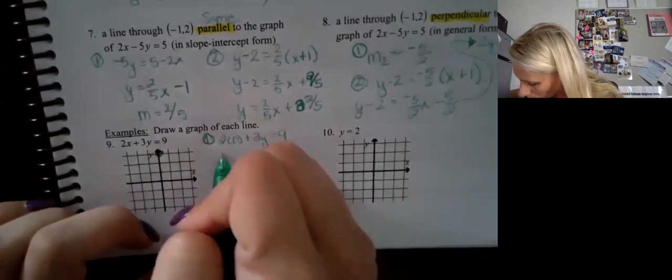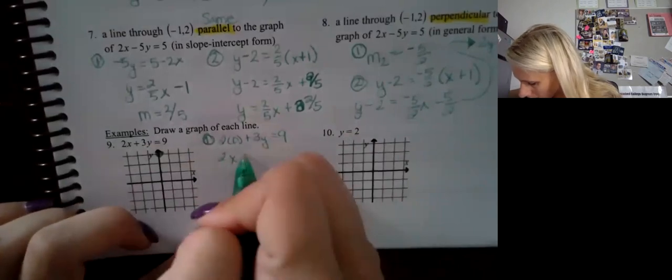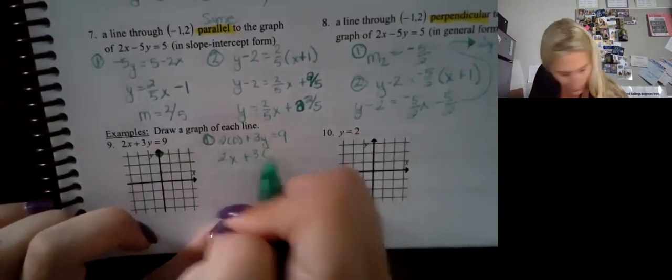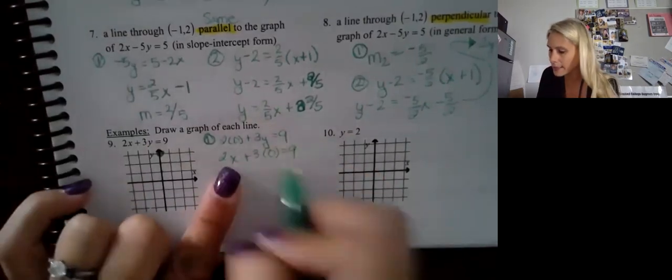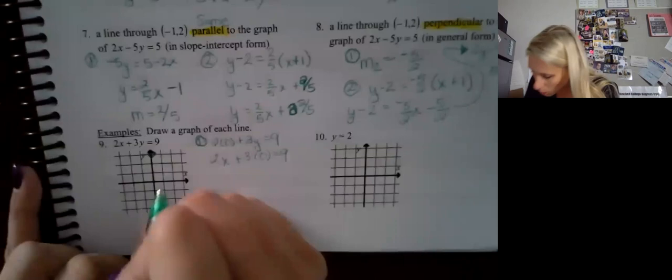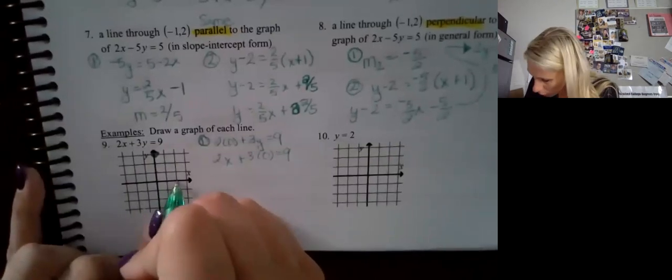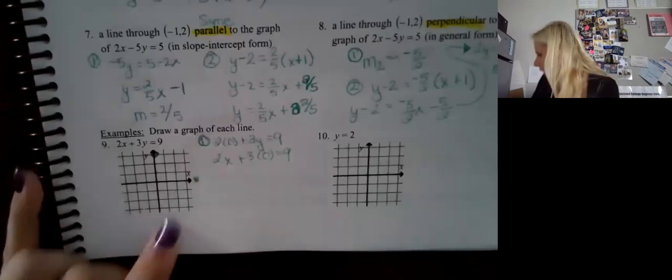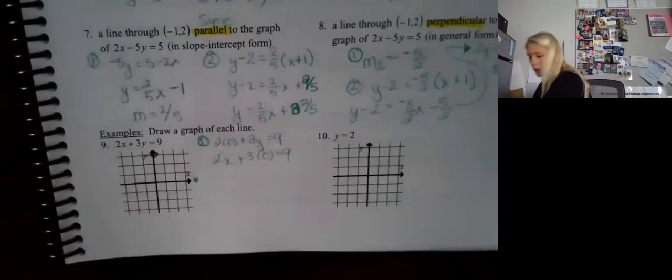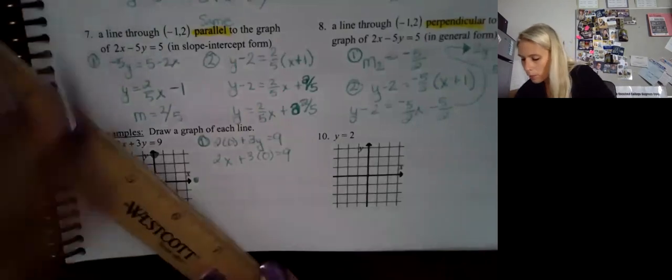And do the other one. 2 times x plus 3 times 0 equals 9. So x is 4.5. So 1, 2, 3, right there about. We'll just do it that way. Let me get my ruler. Okay. Now I will show you the other way.